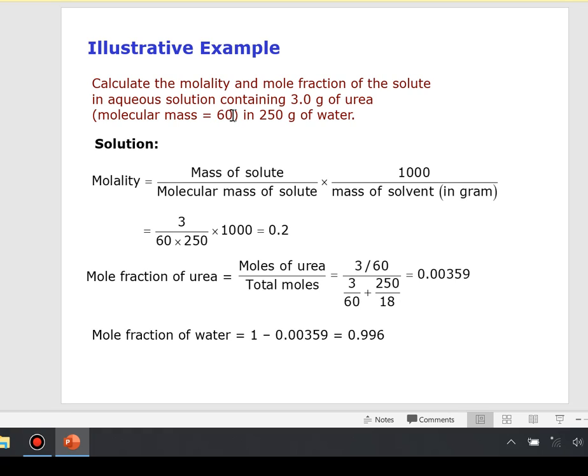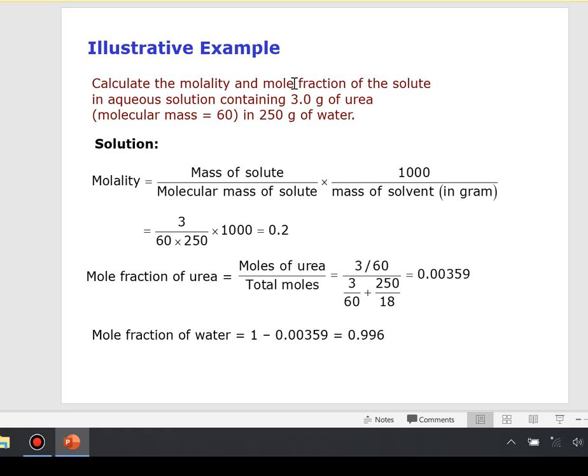3 upon 60, that is the number of moles, divided by the weight of solvent in kg. The mass of solvent in kg, you will convert this 250 into kg. So 3 upon 60, that is moles, and 250 into 10 power minus 3, that is 0.2. 0.2 is the molality.